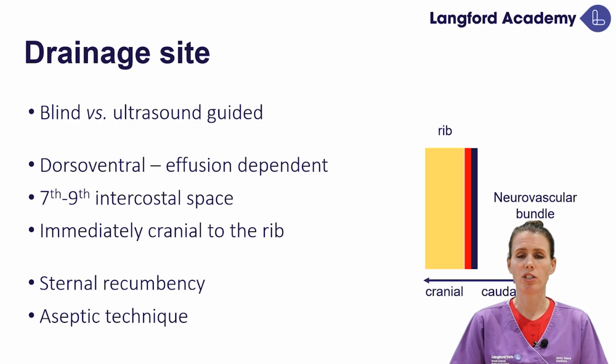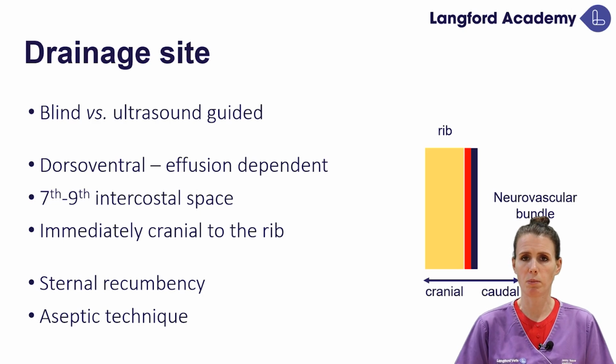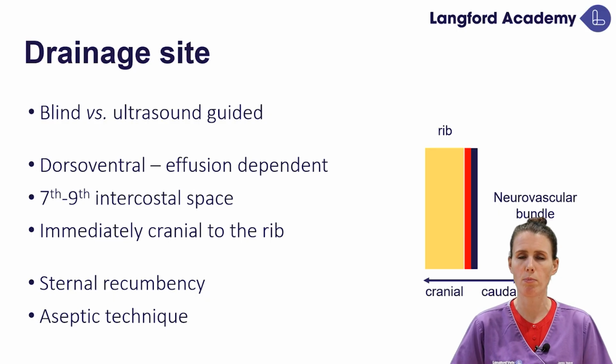So in terms of our drainage site, this is largely going to depend on whether we're performing our thoracentesis blind or ultrasound guided. If we're going blind, we're going to go for fluid between the 7th and 9th rib spaces in the ventral third of the chest, sliding off the cranial aspect of the rib so that we avoid the neurovascular bundle on the caudal aspect of the rib. If we're draining air, then we're going to use the same spacing, but ultimately the dorsal third of the chest. We're going to want the patient in sternal recumbency, and as we've said, we're going to perform this using aseptic technique.